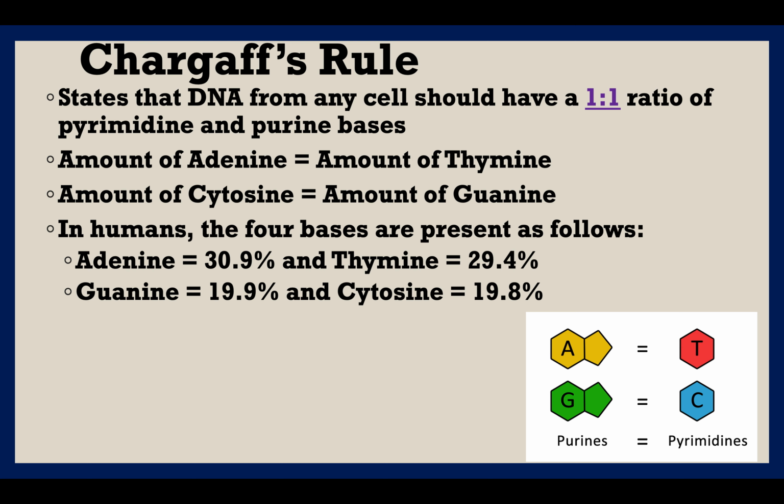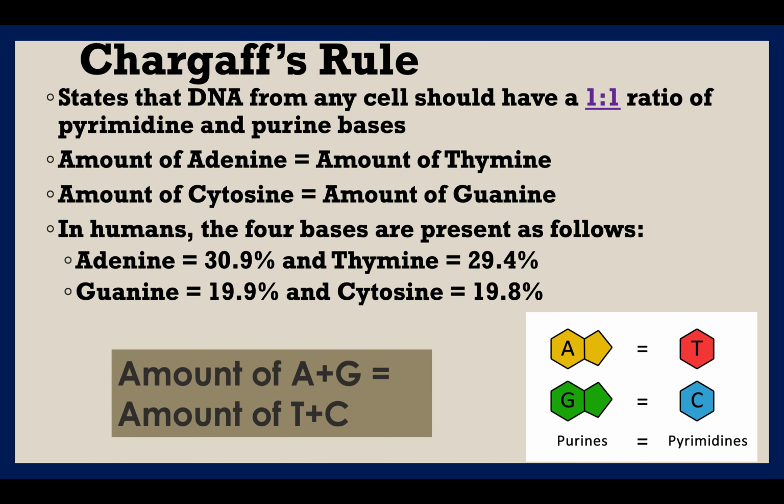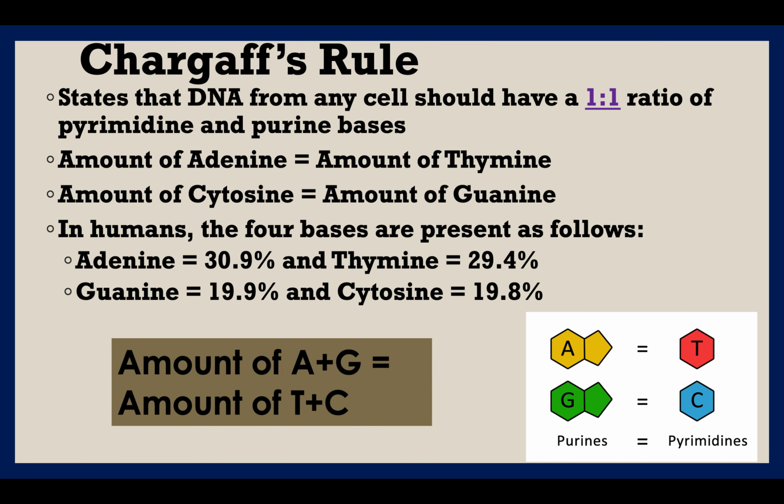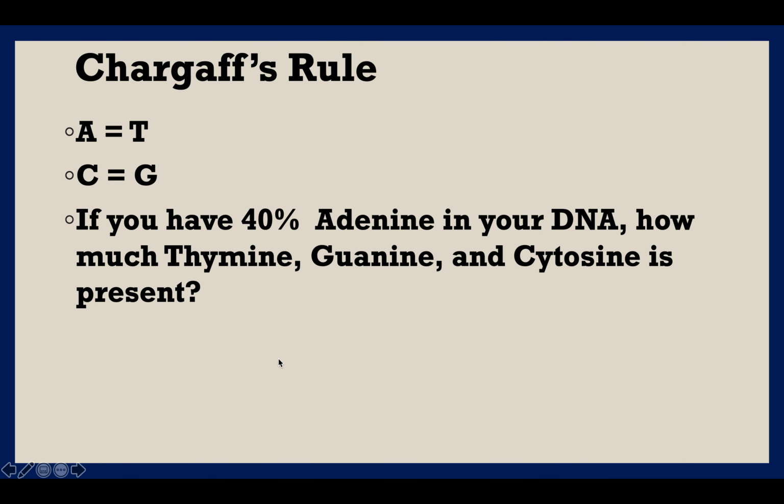Of course, the numbers are not that precise, but you can see how they are close enough together that it supports the notion that G pairs with C and A pairs with T. So the amount of A plus G, the amount of adenine plus guanine, has to equal the amount of thymine plus cytosine. Let's see if that checks out. We have 30, we have 20, that is 50. We have 30, we have 20, that is 50. It follows Chargaff's rule.